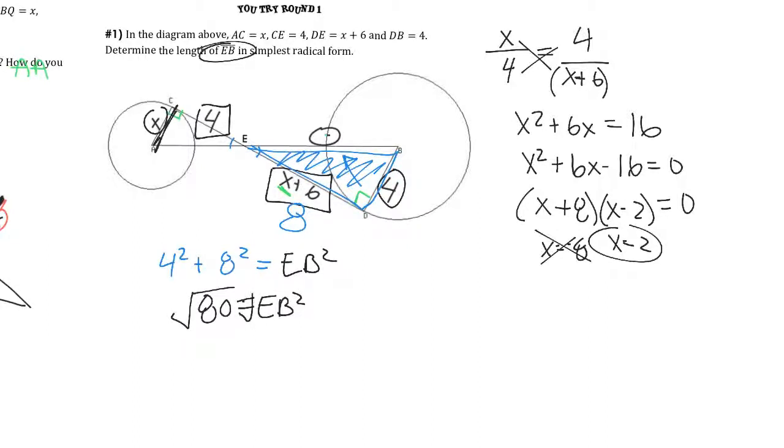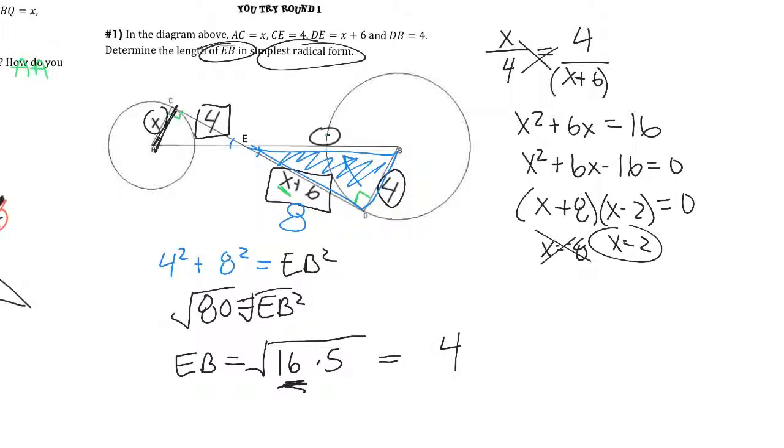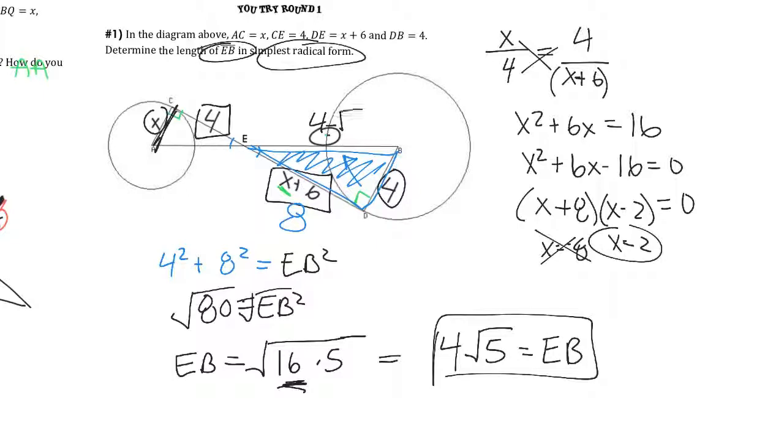Solve by taking the square root of both sides. So EB is going to equal square root of 80. But it also says simplest radical form, so I want to make sure I'm breaking down the square root of 80. I could do 16 times 5 would give me 80, and I could take the square root of 16. The square root of 16 is 4, so it comes outside the radical. I can't take the square root of 5 with an even number, so I'm going to leave it inside the radical. So EB is equal to 4 radical 5. So we found that missing piece.